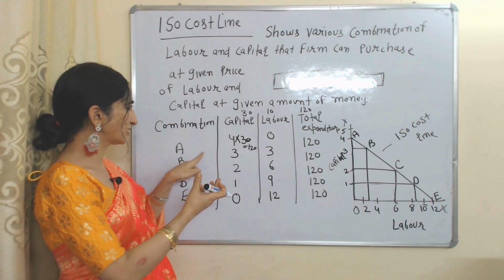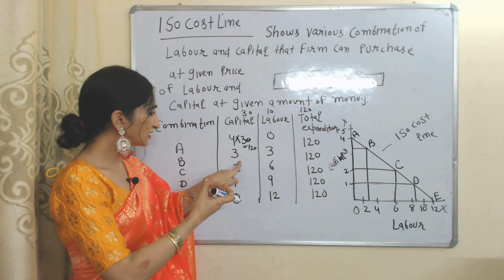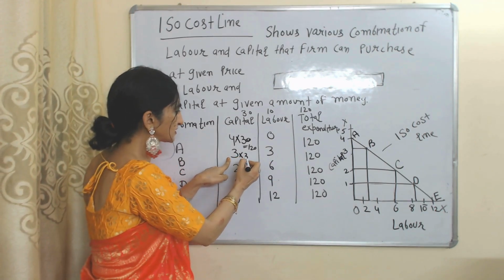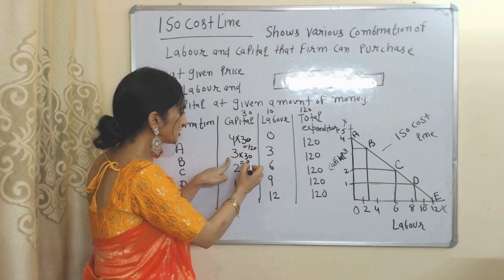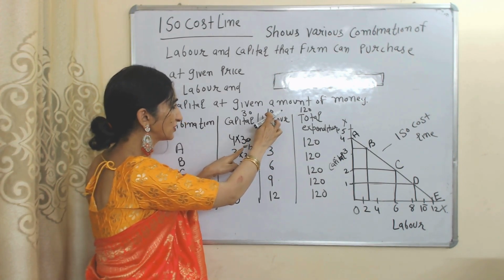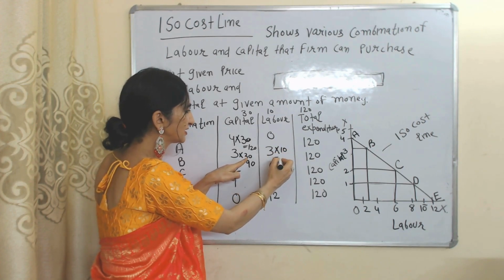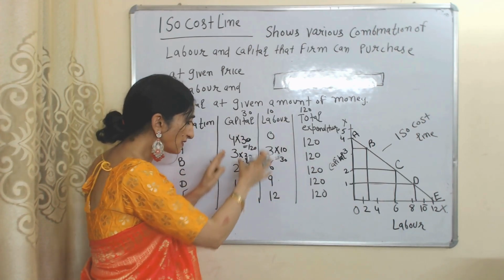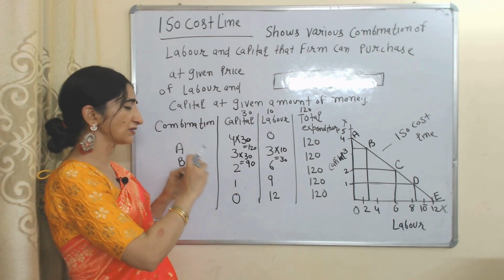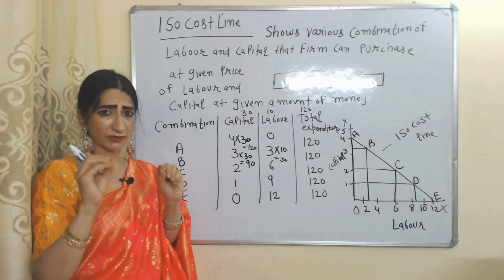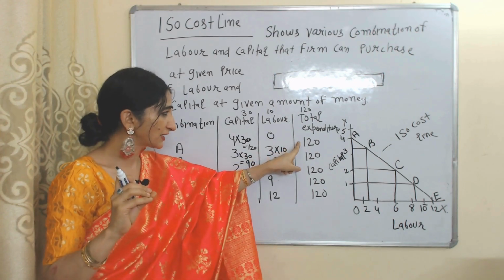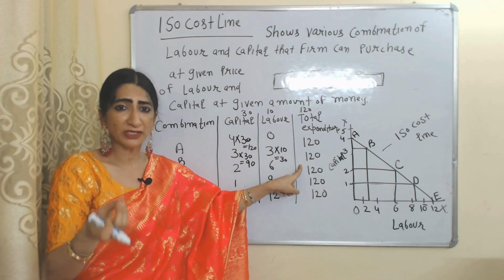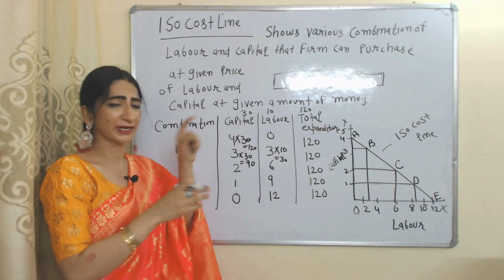Similarly, you can see at combination B, the producer is buying 3 units of capital and 3 units of labor. The price per unit of capital is 30. 30 multiplied by 3 is equal to 90, and the price per unit of labor is 10. 10 multiplied by 3 is equal to 30. 90 plus 30 is equal to 120. Similarly, you can check other combinations. Whatever combination the producer buys, it will come within the expenditure of 120 because the producer only has 120 rupees for spending on labor and capital.